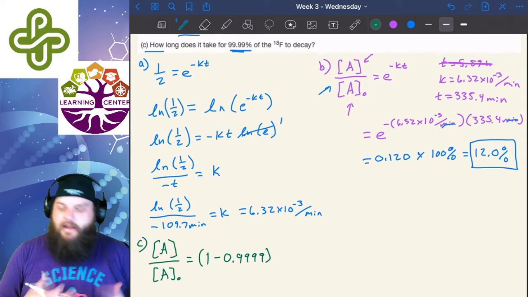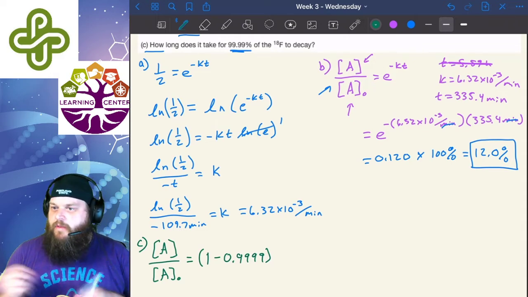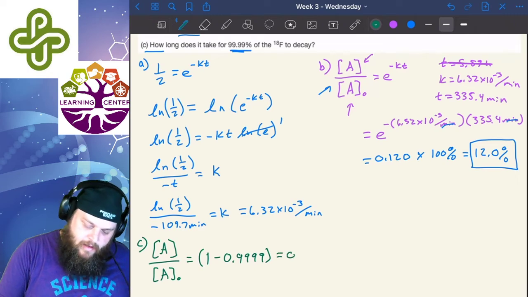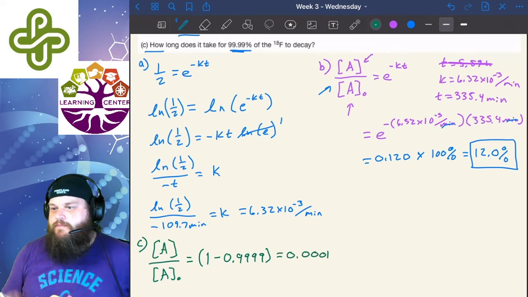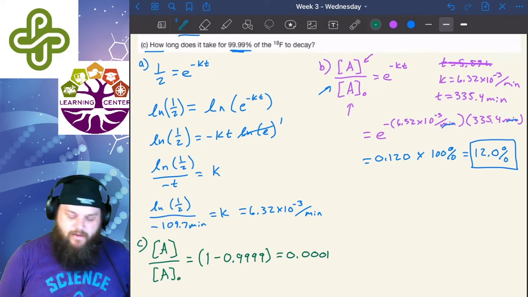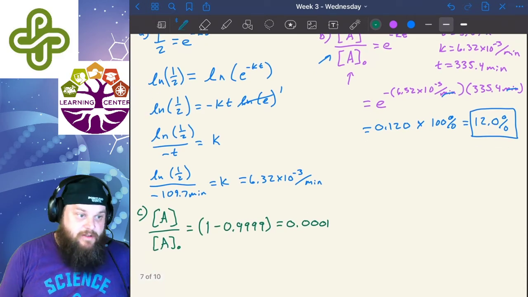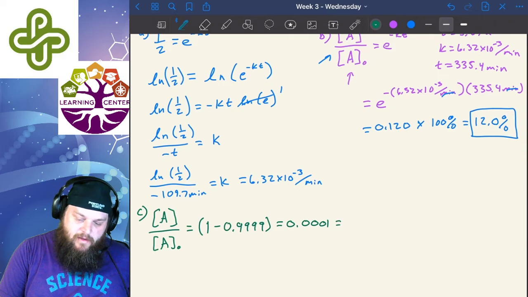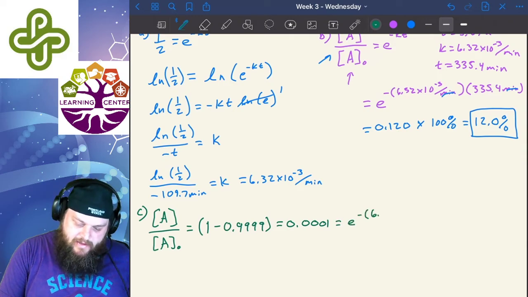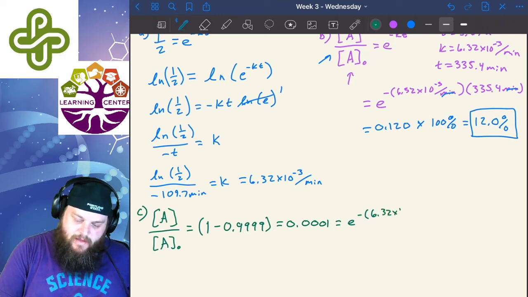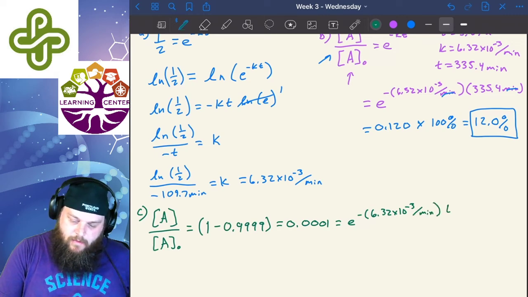Because we want 99.99% of it to be gone, leaving behind 0.0001, or 0.01%, that's that ratio. So that needs to be equal then to e to the negative kt. We know what k is. That's going to be 6.32 times 10 to the negative 3 per minute. And then what we don't know is t.